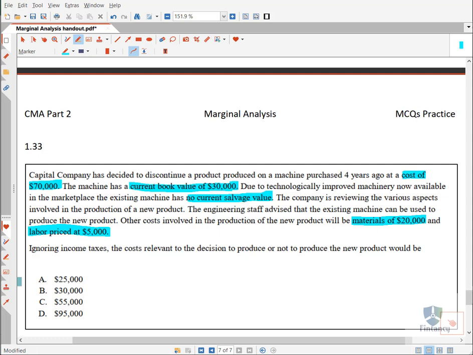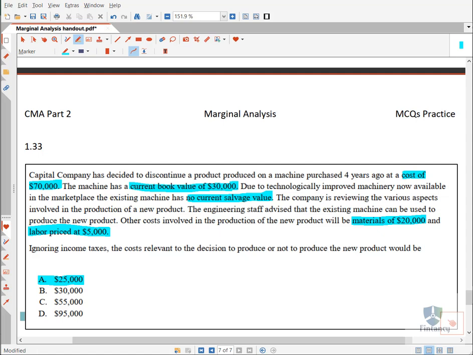The answer for question number 1.33 is A. My friends, what is the answer? A. Now see how is the answer. Very simple. 20,000 material and 5,000 labor. Okay, I don't know how you people are getting B. How are you getting B? 30, how will you get it?